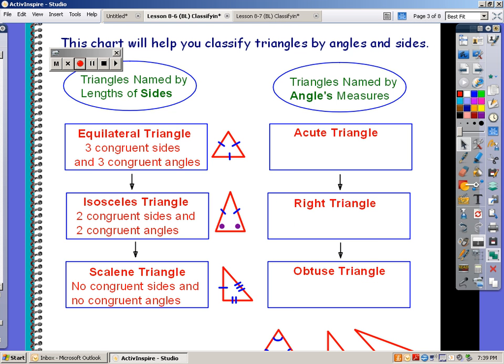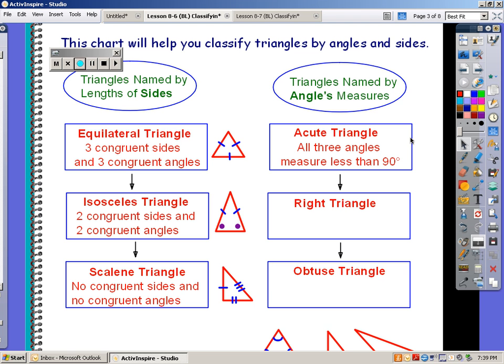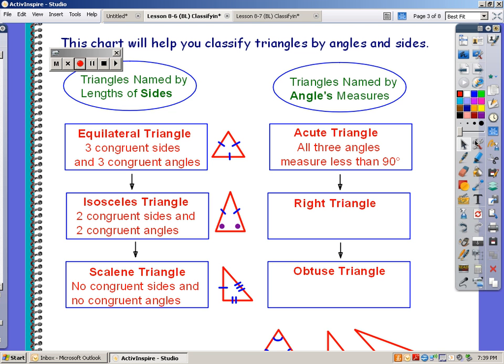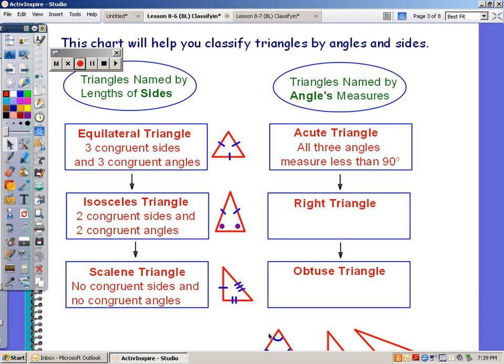Alright, we're going to move on to classifying triangles by their angle measures. An acute triangle is where all 3 angles in the triangle measure less than 90, because an angle that's less than 90 is considered to be acute. Here is an example of your acute triangle. Each of these 3 angles all measure less than 90. In an equilateral, they're all going to be the same, but they don't have to all be the same in an acute, but they do all have to be less than 90.